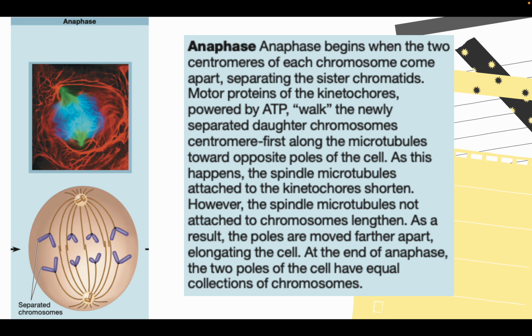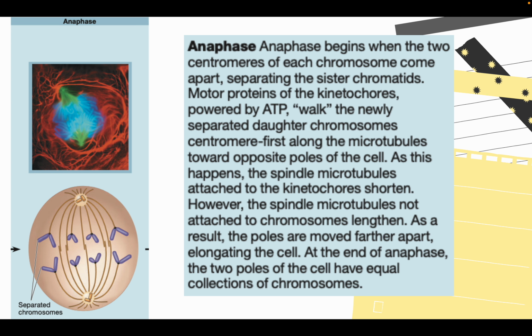They split at the centromere. Special motor proteins in the cell, powered by ATP, help move these separated sister chromatids towards the opposite ends of the cell along tiny microtubules. It's like they're being pulled apart to opposite sides of the cell. So, they are pulled apart. They are separated there.